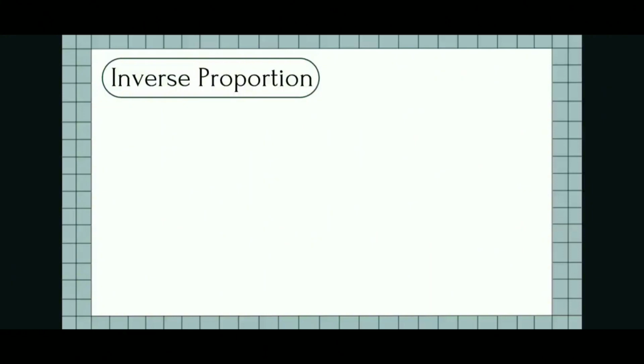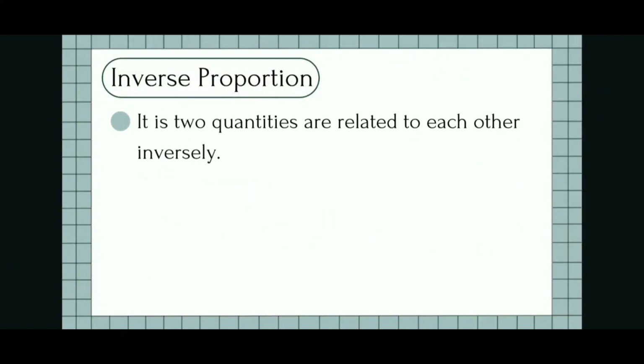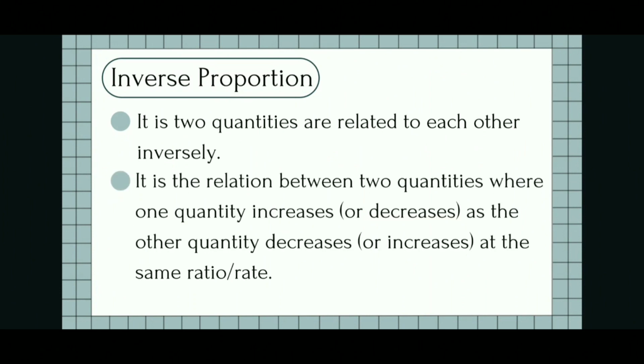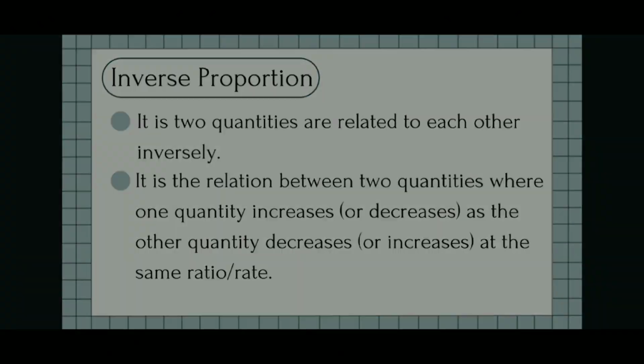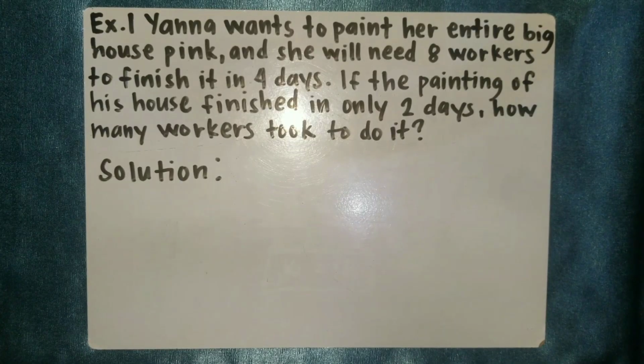Let's go now to inverse proportion. Inverse proportion. It is when two quantities are related to each other inversely. It is the relation between two quantities where one quantity increases or decreases as the other quantity decreases or increases at the same ratio or rate. So we will use inverse proportion if an increase in one leads to a decrease in the other quantity and vice versa. Let's see this example.